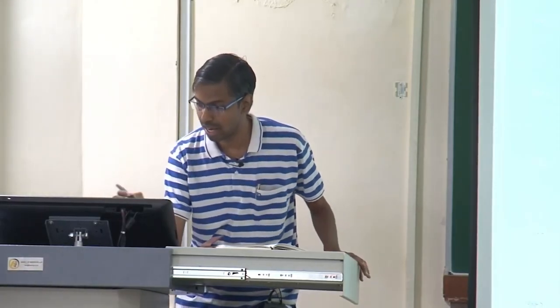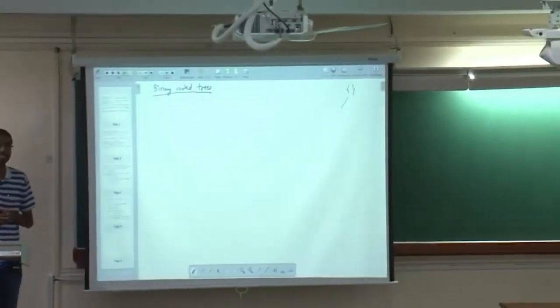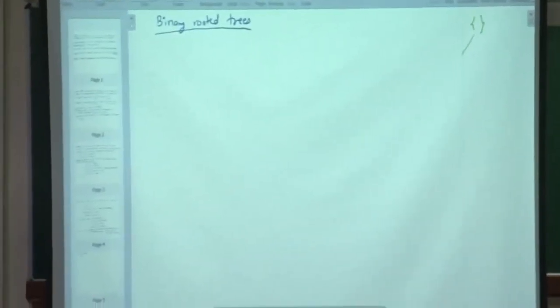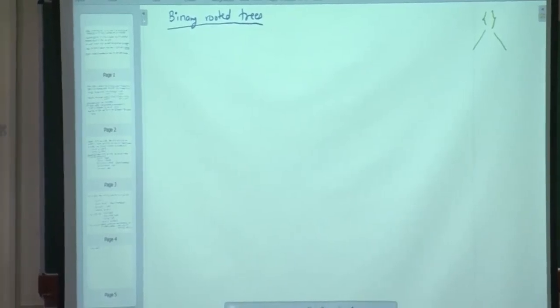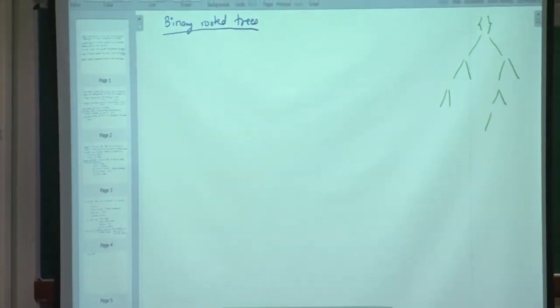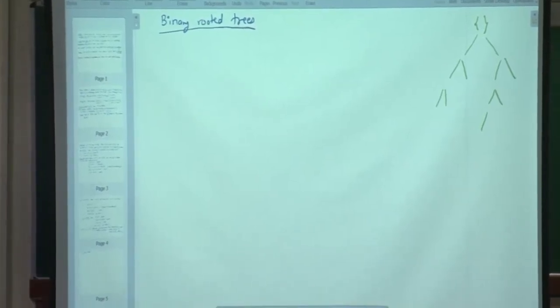Before I describe what they are, let me give you an example. So rooted is, you need a node. I'm just going to call it the empty set. We are doing set theory after all. I should not use anything else. Then every node can have at most two children. That is the meaning of binary. And it's a tree, so there are no cycles. So once I bifurcate, then I will continue bifurcating and so on. So for example, this is a rooted tree. It is a binary rooted tree.